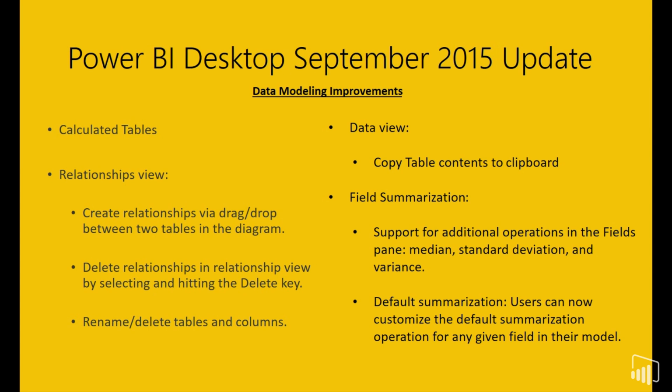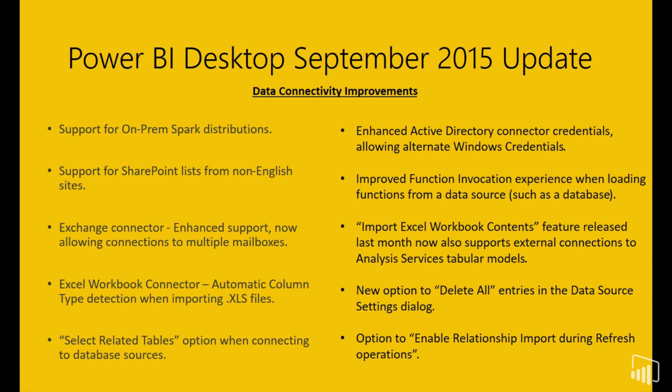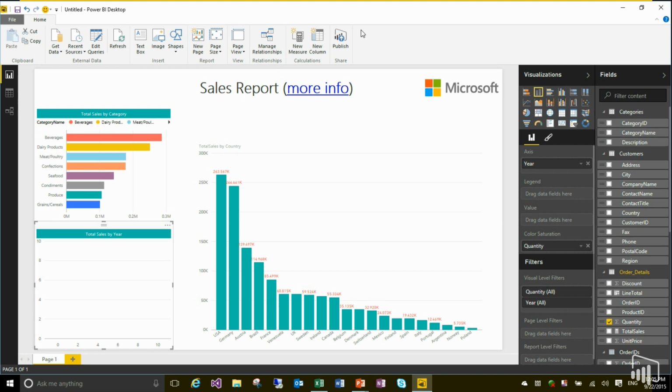Great. So let's go into the last 2 categories of improvements this month. The first one is data connectivity, where we have 10 different improvements. The first one is support for on-premises Spark distributions. So last month we added support for HDInsight Spark, and this month we are expanding that to other Spark distributions. So this new connector can be found in the Get Data dialog under the other category.